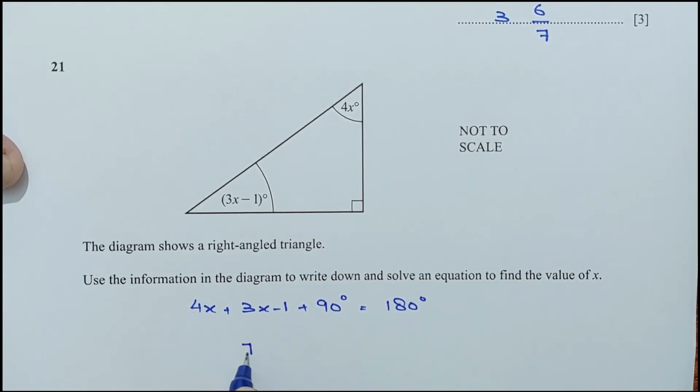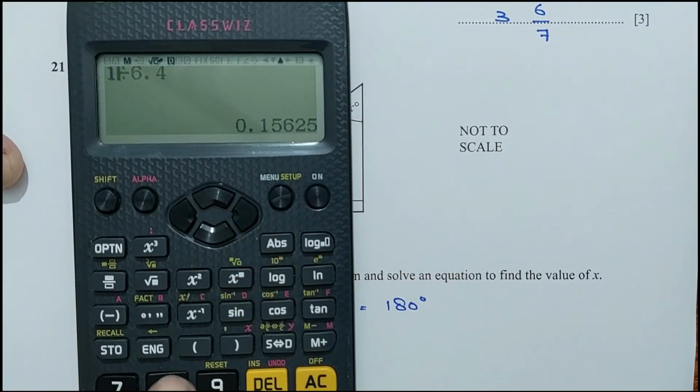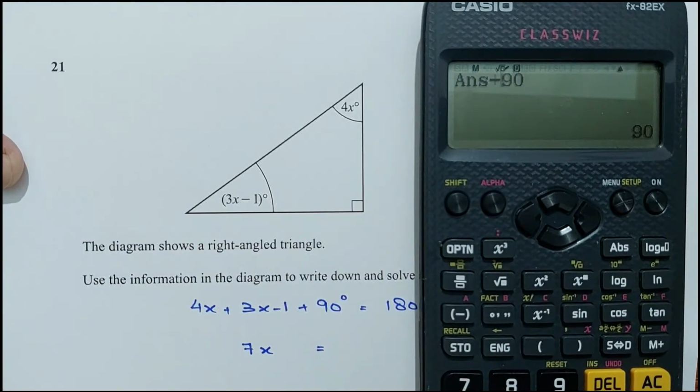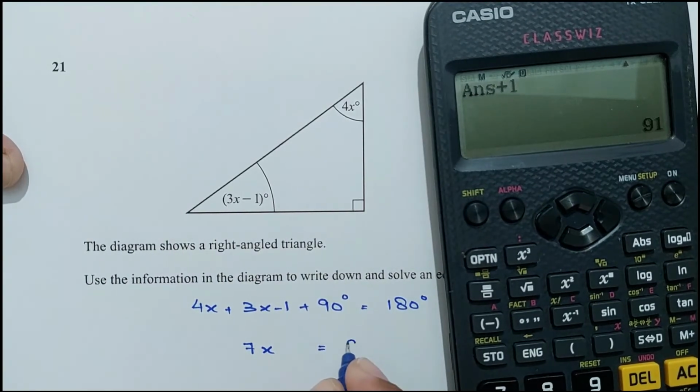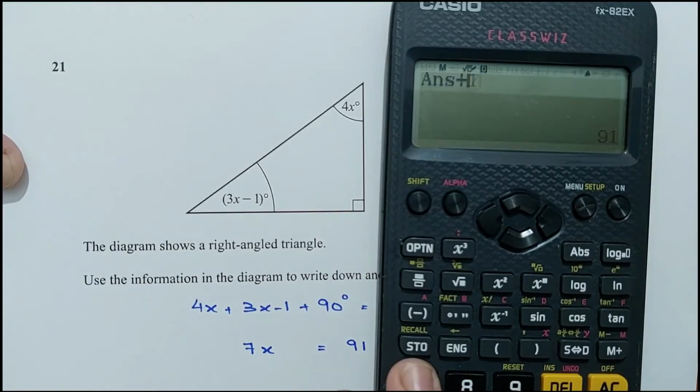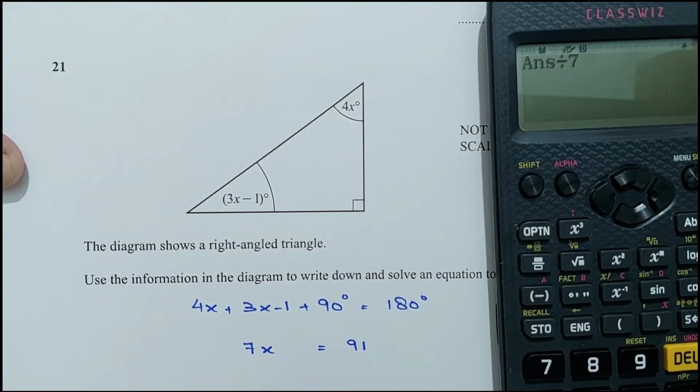So 4 plus 3 would be 7x. This should be equal to 180, subtract 90 and add 1. So this would be 91. And dividing by 7 is 13. So x is 13.